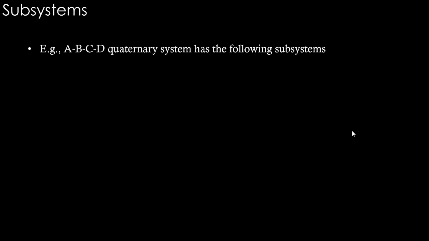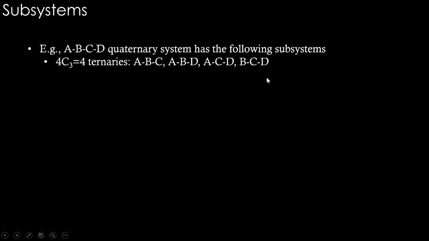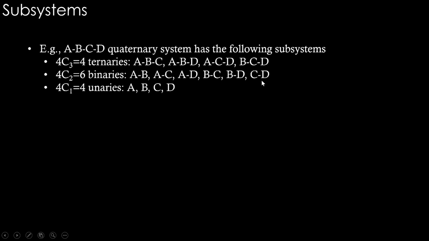So when we say subsystems, what are they? We can understand that using this example. Take A, B, C, D, a four-element quaternary system. It has the following subsystems. How many ternaries are there within this? You can use combinatorics, 4C3, which is 4. So we are finding ternary combinations. 4 is the total number of elements we have. So these are the different ternaries we can extract: ABC, ABD, ACD and BCD. And how many binaries? 4C2, 6 binaries, all these combinations of binaries, and obviously 4 unaries, single elements A, B, C, D.